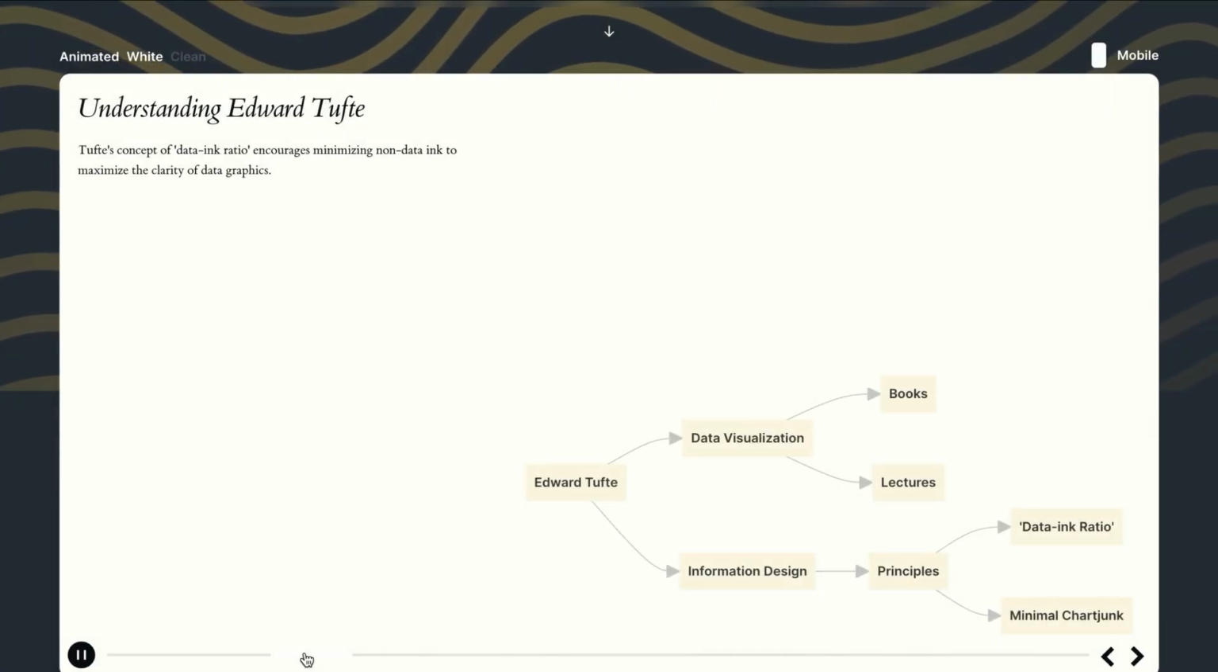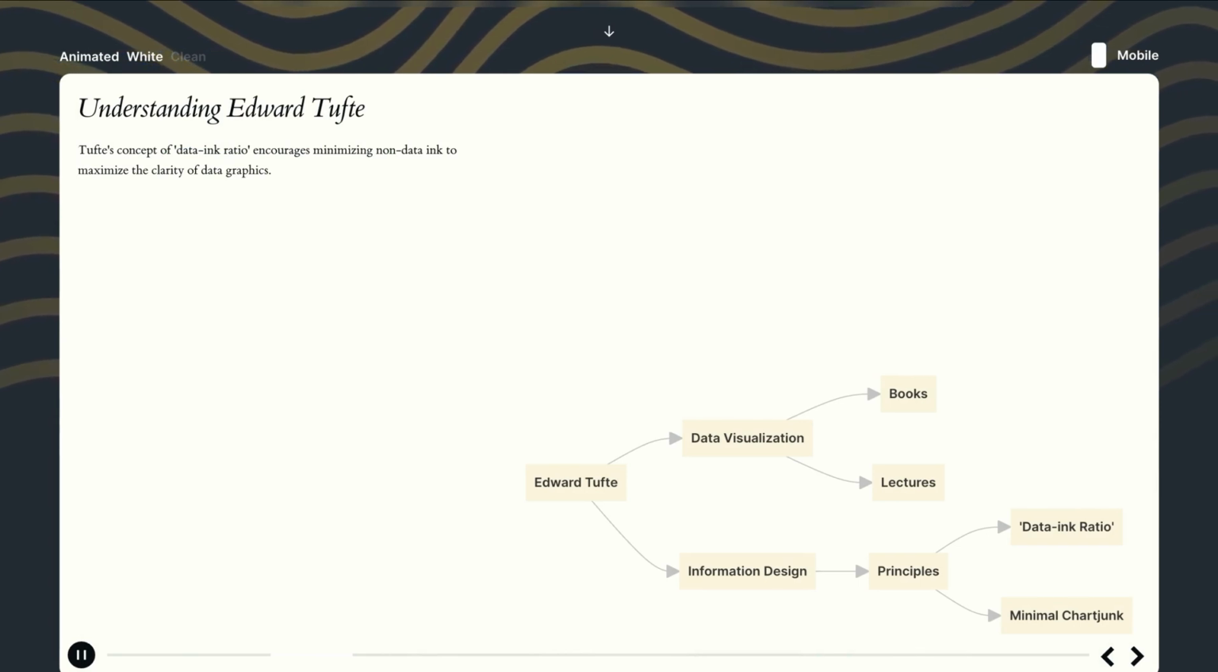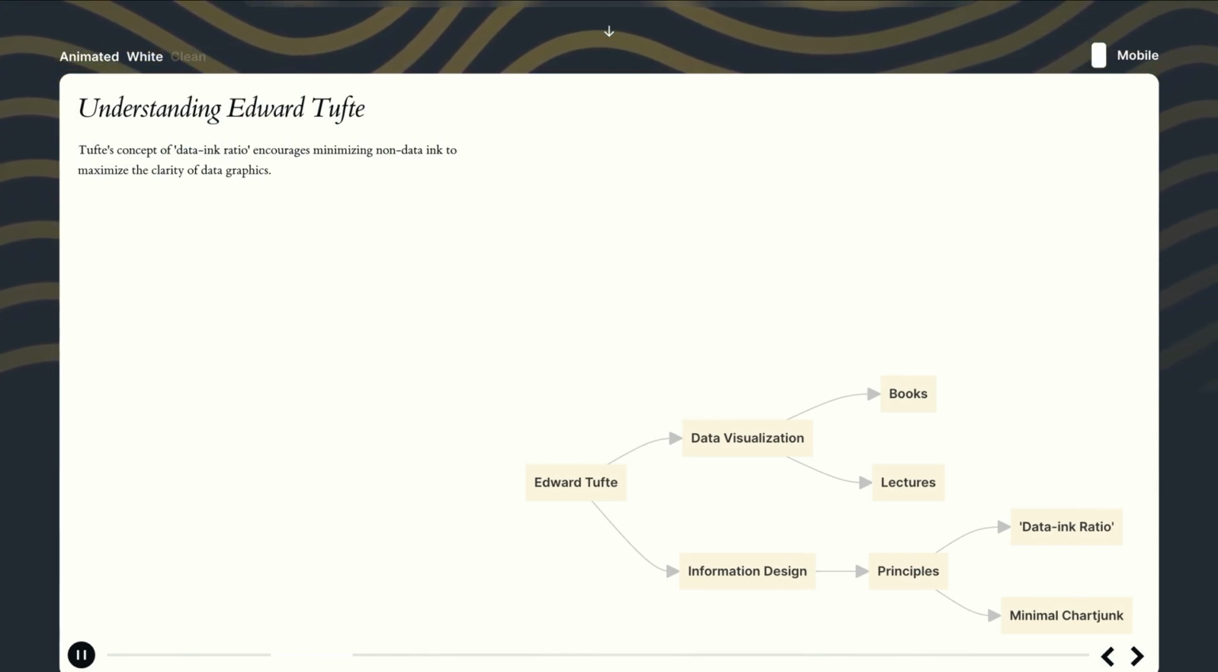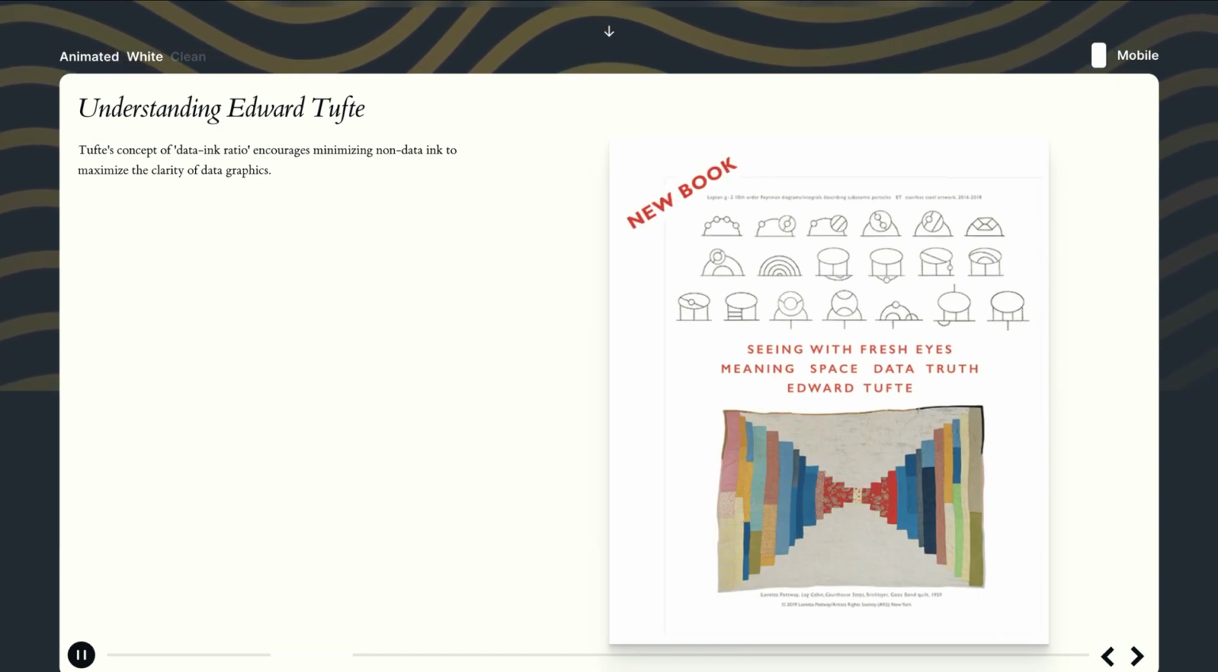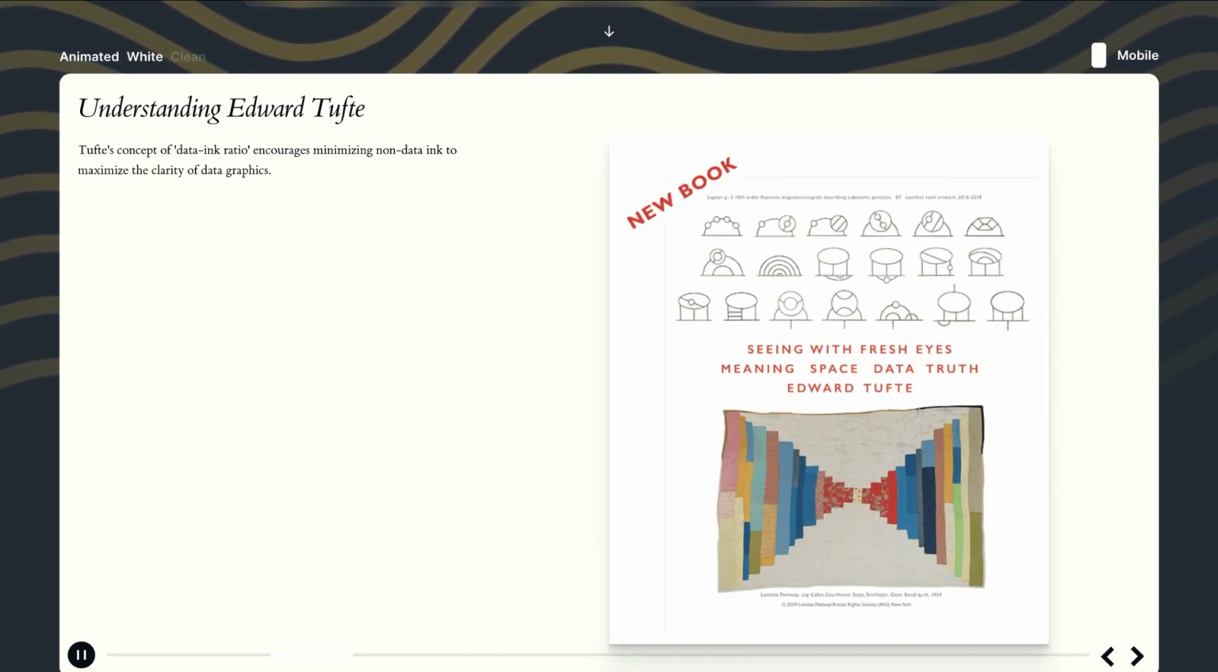Edward Tufte is a statistician and professor emeritus of political science, statistics, and computer science at Yale University. He is best known for his work on data visualization and information design.